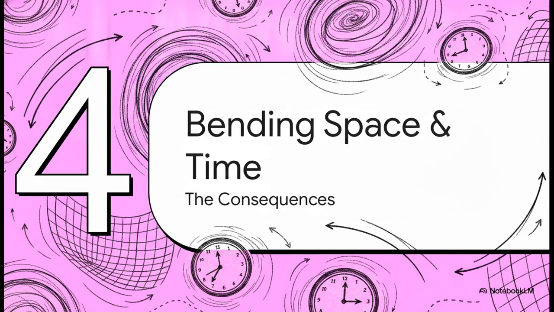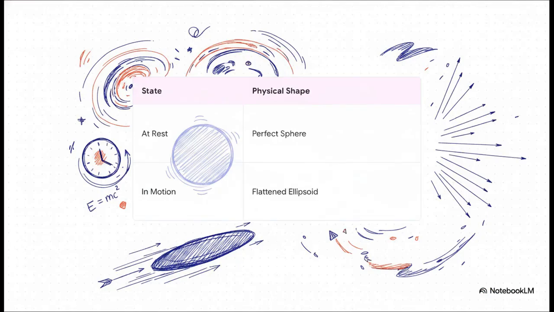Okay, section 4, bending space and time. This is where things get really wild. Think about it. If the speed of light is constant for absolutely everyone, something else has to give. And what gives is space itself. Einstein's equations prove that an object that's a perfect, rigid sphere when it's at rest literally shrivels into a squished, flattened shape, an ellipsoid of revolution, when viewed by a stationary observer while it moves at high speeds. Space literally contracts in the direction of motion.